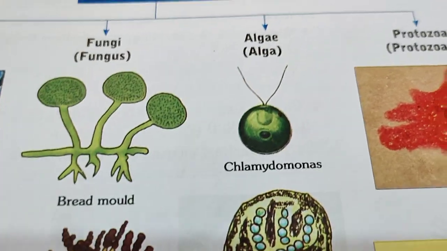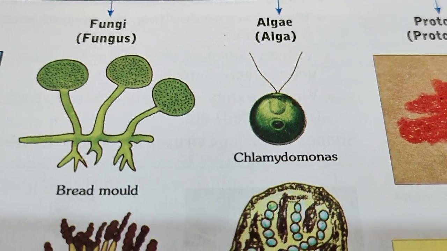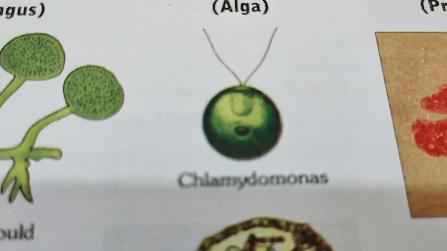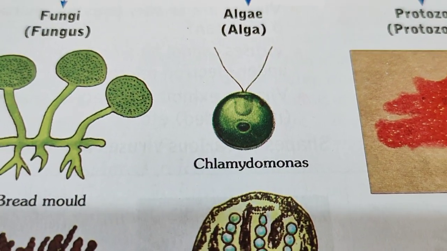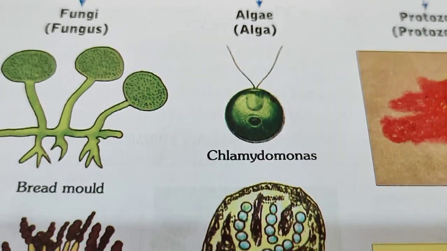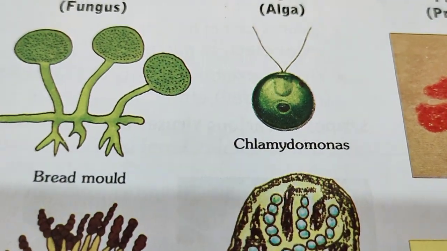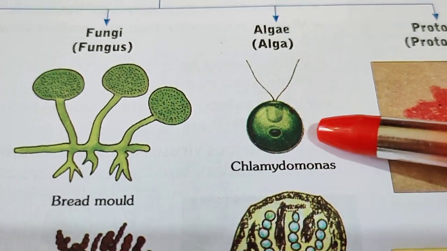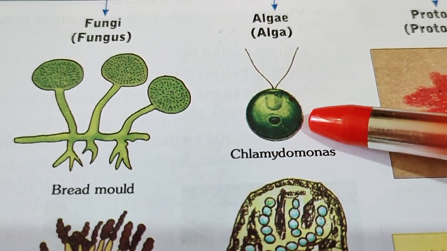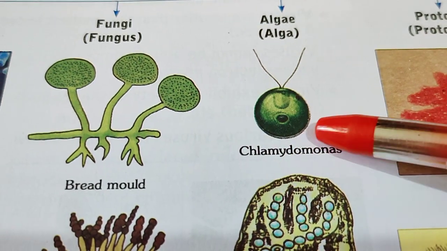Next category, algae. The first drawing showing a single-celled alga, Chlamydomonas. A single-celled alga, Chlamydomonas, these are green in color.